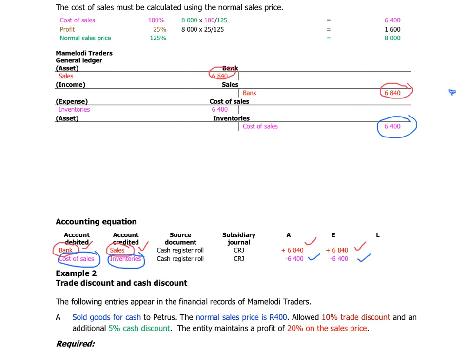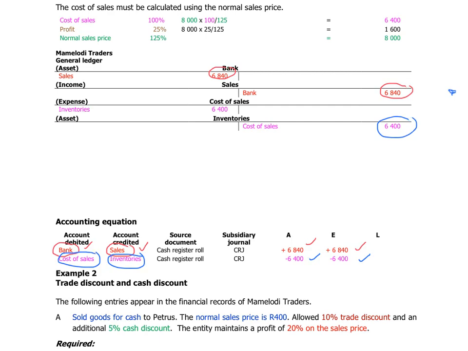When we sell goods for cash, we will use a cash register roll, and this entry will be recorded in the cash receipts journal. Okay, so when you do an entry, determine whether there are trade discount or cash discount on this entry and deduct that before you calculate what is the sales price at which the goods were sold. Remember that the cost of sales must be determined on the normal sales price.